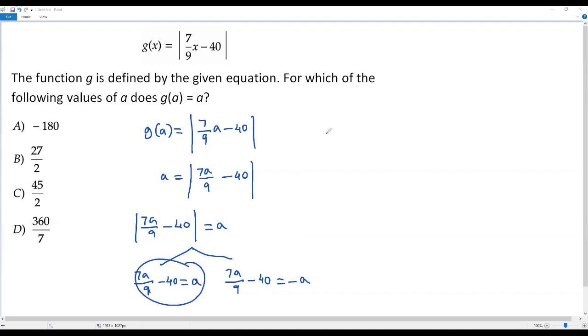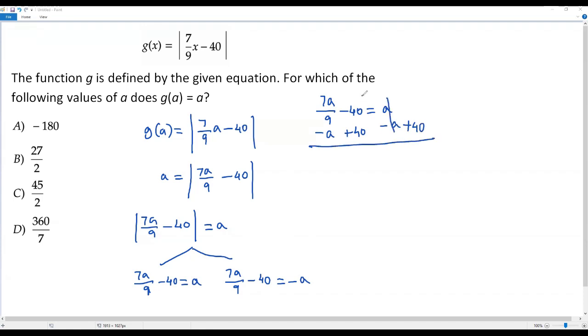Now let me take the first equation over here as it is. It is 7a over 9 minus 40 equals a. Now let me subtract a from both sides, and also let me add 40 to both sides. When I do so, the positive a and negative a will cancel out, negative 40 and positive 40 will cancel out. 7a over 9 minus a we get on the left side, on the right side we have 40.